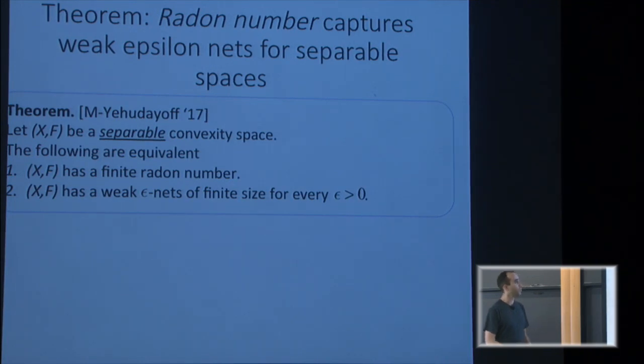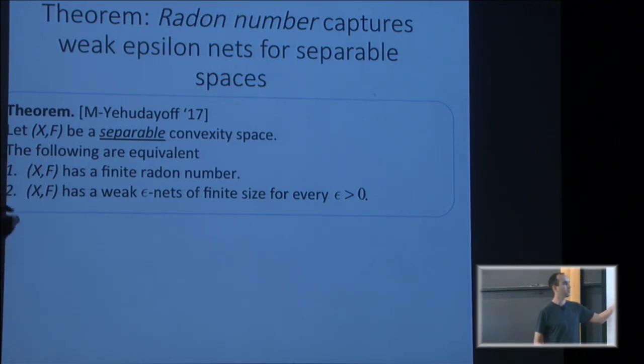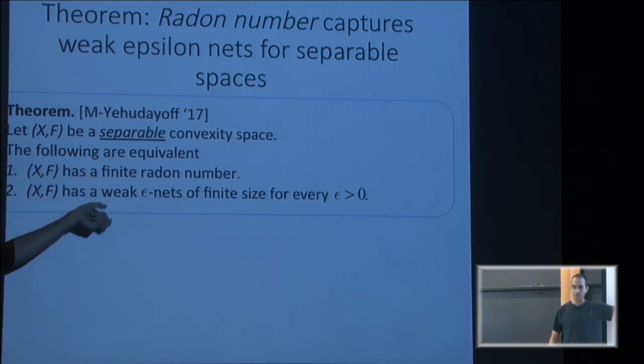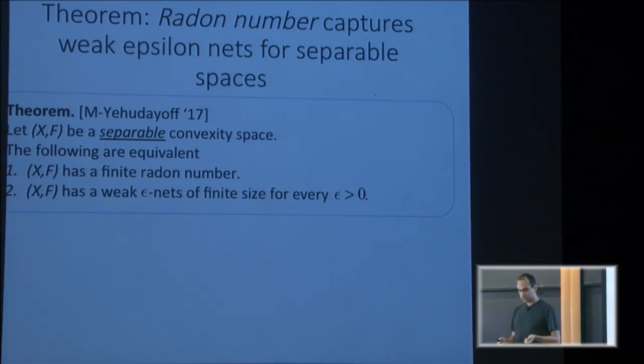So what do we know? We know that if the convexity space is separable, then the conjecture holds. For a separable convexity space, it is equivalent that it has a finite Radon number and that it has the weak epsilon net property. Now, what does separable mean?